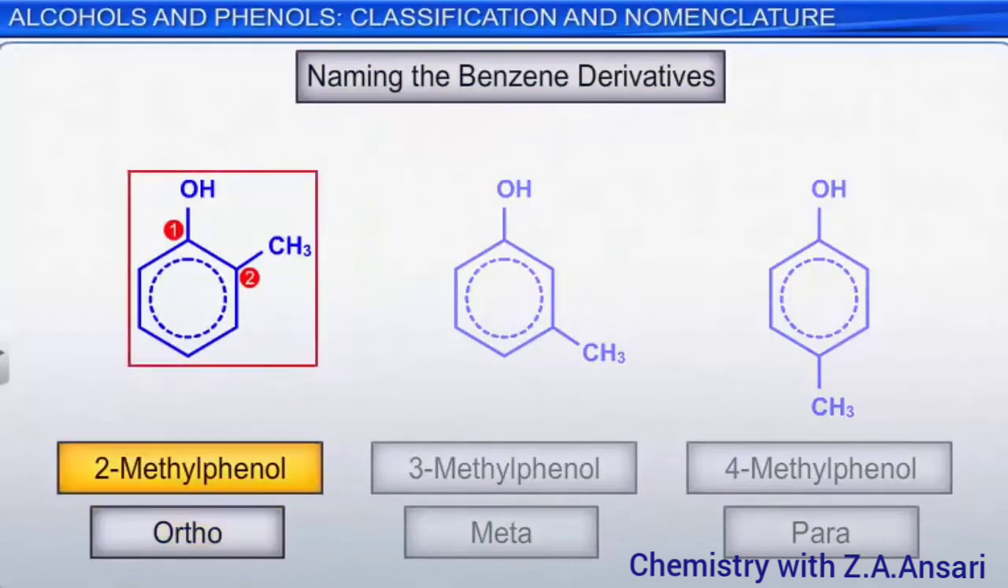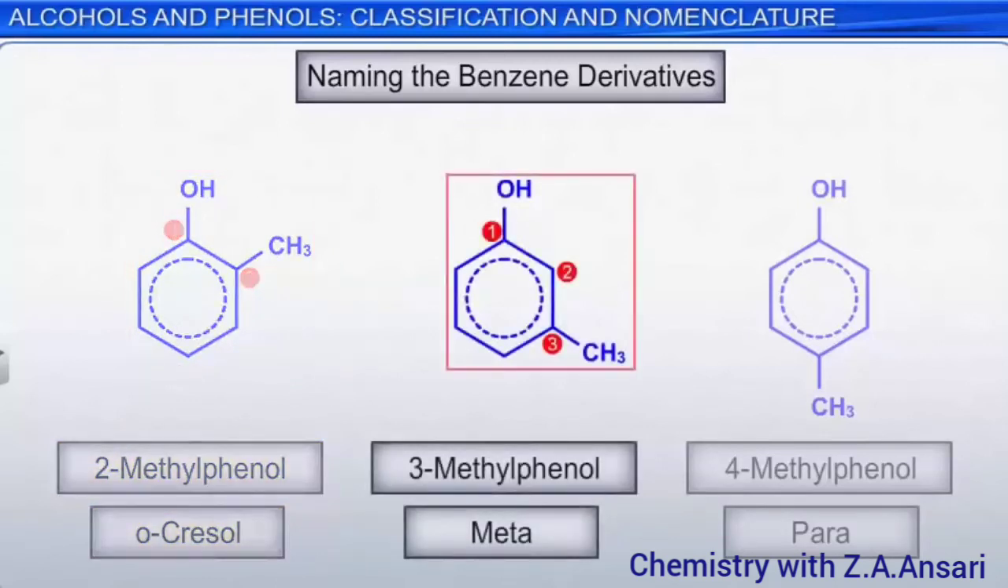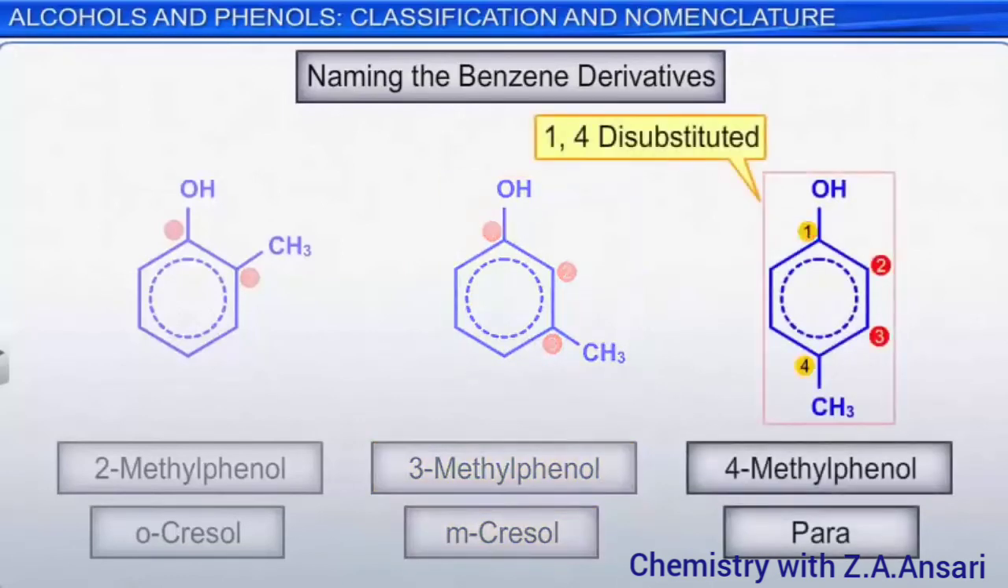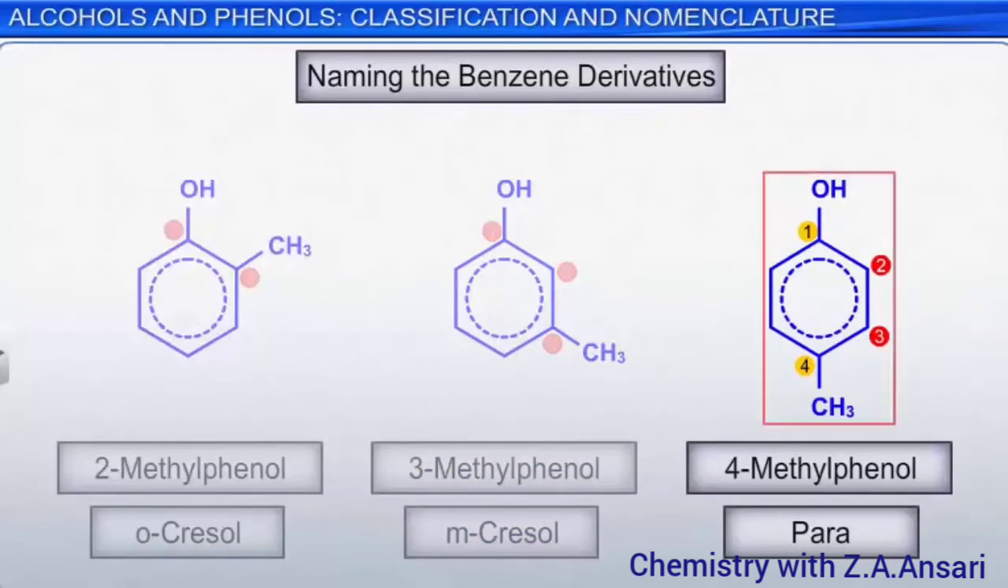Similarly, 2-methylphenol, shown on the left, can also be named as orthocresol. Meta is used to refer to 1,3-disubstituted benzenes. So, 3-methylphenol, shown in the center, is also called metacresol. Finally, the prefix para is used for 1,4-disubstituted benzenes. Therefore, 4-methylphenol, shown on the right, is also called paracresol.